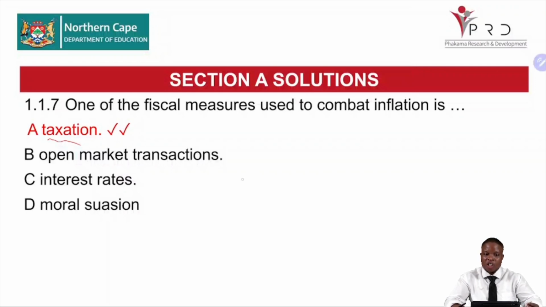Then these other ones are used by who? The open market transaction, interest rate, moral suasion. Who's using these instruments? Right? If you've said the governor at the Reserve Bank, you are correct. The governor at the Reserve Bank uses monetary policy. They use open market transactions, interest rate, moral suasion, cash reserve requirement, and others.